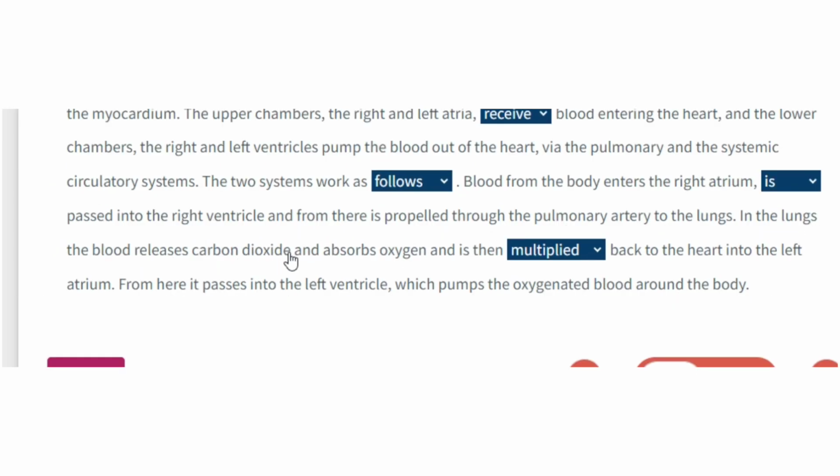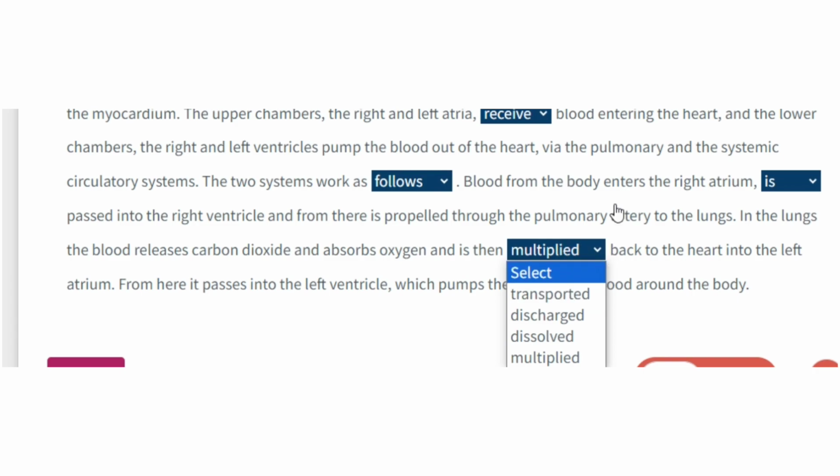In the lungs, the blood releases carbon dioxide and absorbs oxygen, and is then dash. The options are transported, discharge, dissolved, multiplied. Multiply is to make copies of something. Dissolved is to dissolve in something. Discharge means to release, the release of a substance. Transported means to carry from one place to another.